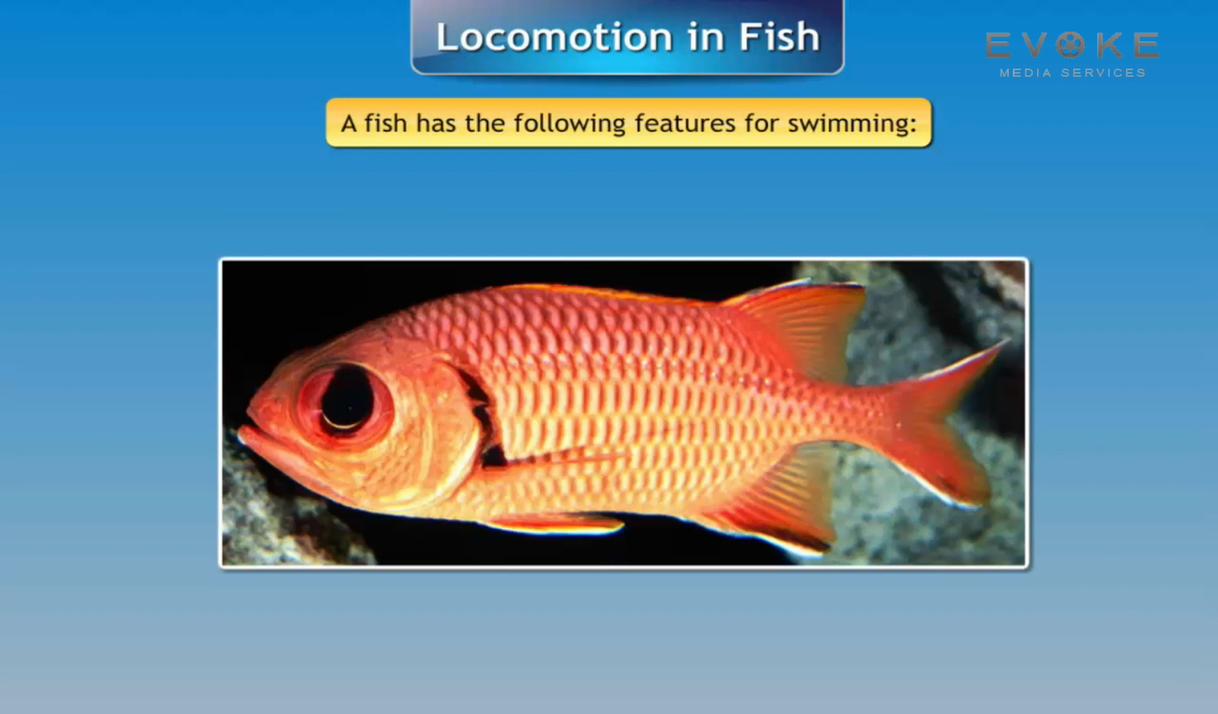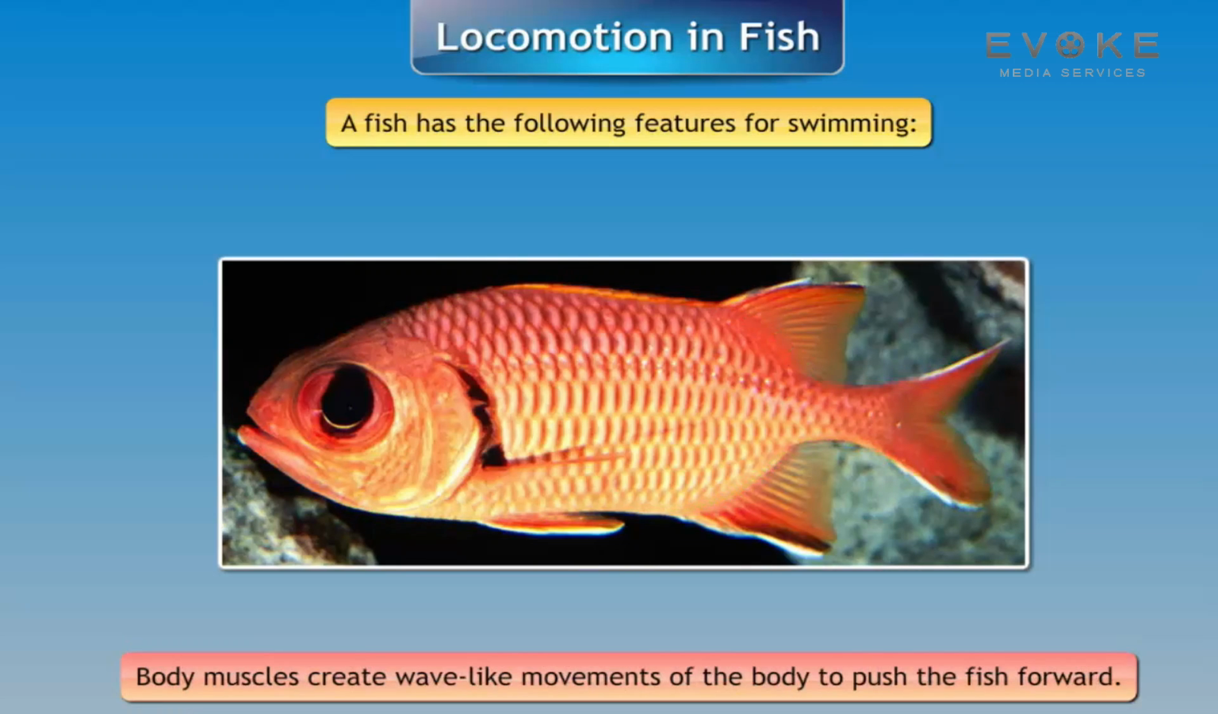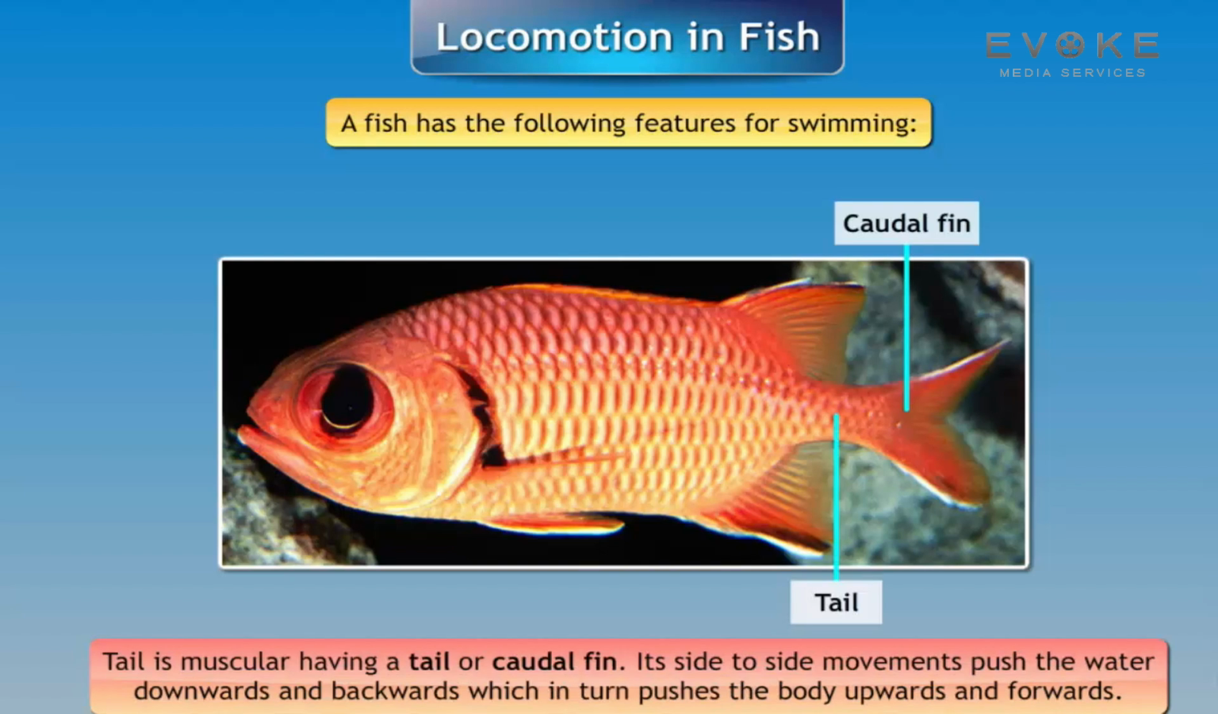Locomotion in fish. A fish has the following features for swimming. Body is spindle-shaped or boat-shaped and streamlined. The body shape offers least resistance while swimming. Body muscles create wave-like movements of the body to push the fish forward. Tail is muscular, having a tail or caudal fin.